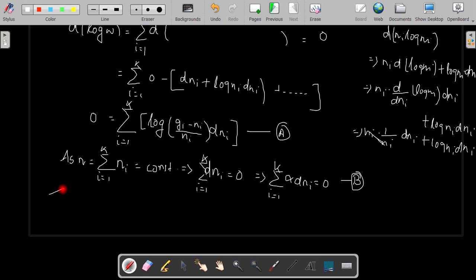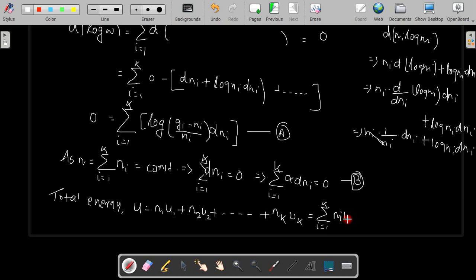We want to find out the total energy. That's again simple. If we write it down as u, n1 number of particles have got energy u1, and n2 number of particles have got energy u2, and so on, and finally nk number of particles have got energy uk. So in that way I know what the total energy of the system is. N1 particles have got u1 energy, n2 particles have got u2 energy, and I'll keep on adding them up and I'll get this result. So again here also I can use the summation i is equal to 1 to k, and this would be nothing but ni ui.